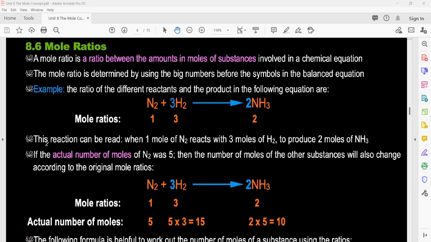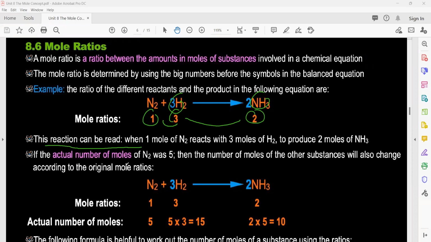Now, this reaction can be read. If you want to read this reaction, how can you? I can say that 1 mole of nitrogen mixed with 3 moles of hydrogen, and they give you how many moles of ammonia? 2 moles of ammonia. So this is what they are telling you.